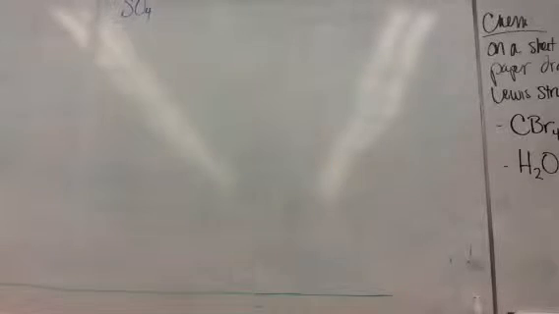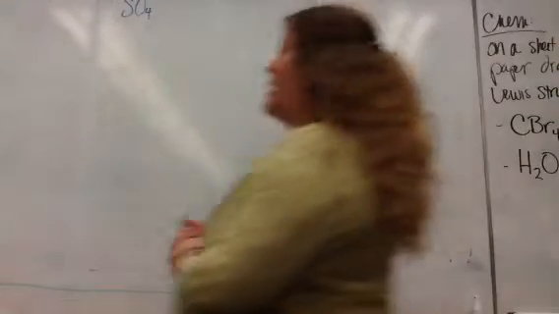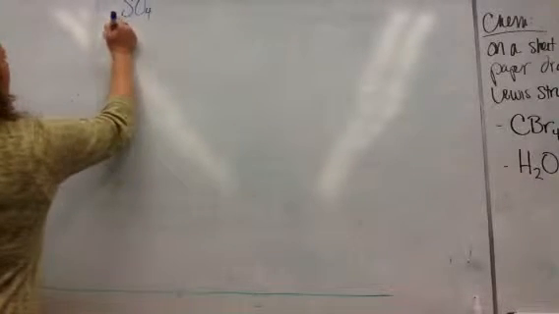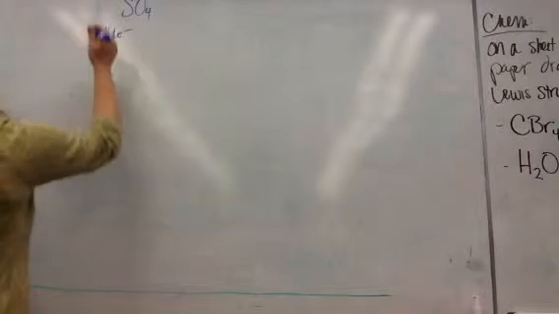We draw a structure for the sulfate ion. We're using the Mr. Gooch approach, which I love. First of all, let's figure out how many valence electrons we're working with.